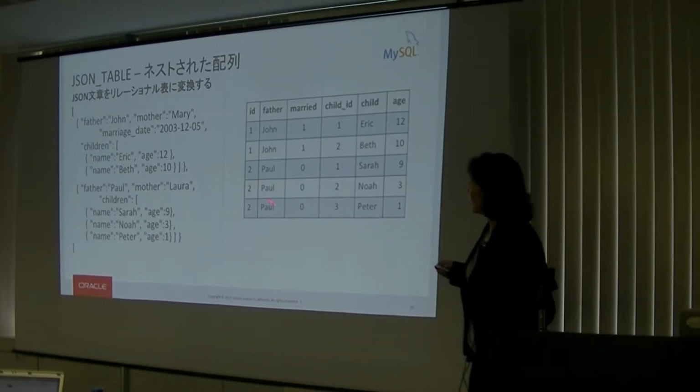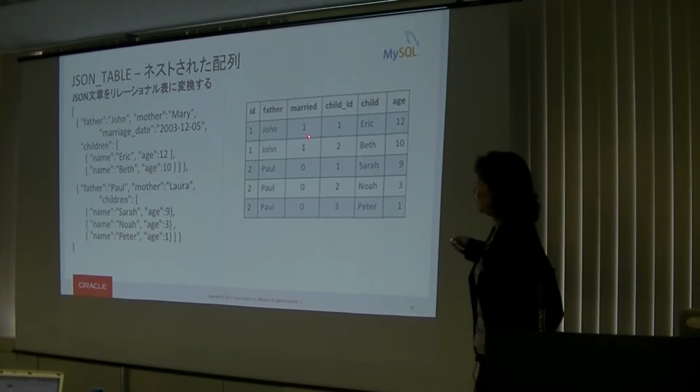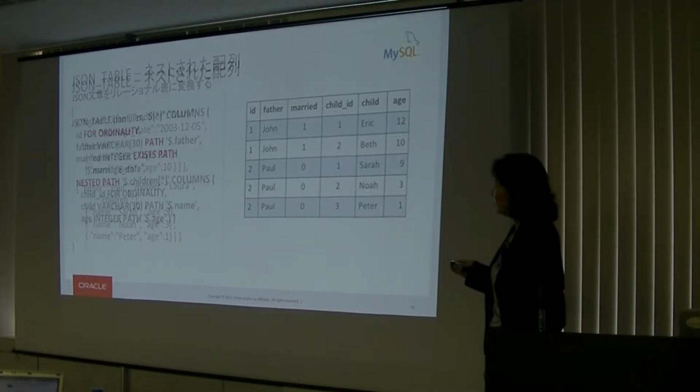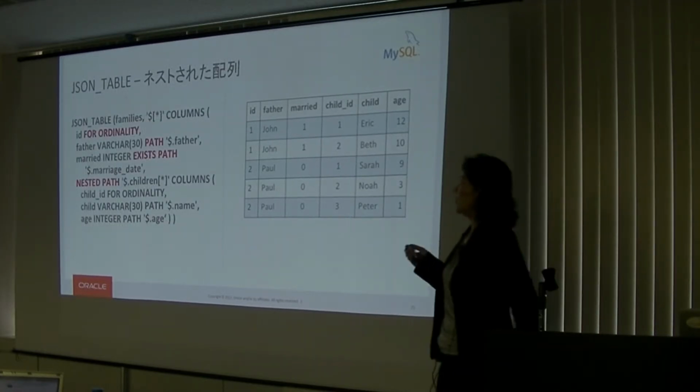The result I want to get is on this hand side. I want each row for each element in the inner array. So there will be 1, 2, 3, 4, 5 rows because there are 5 children in 2 families. How do we do this?